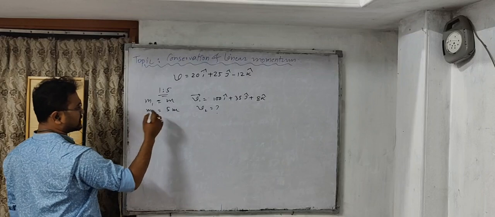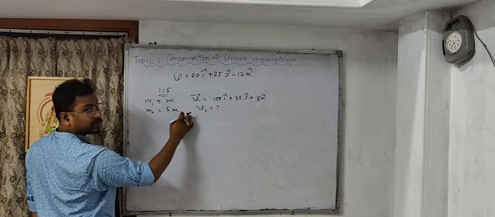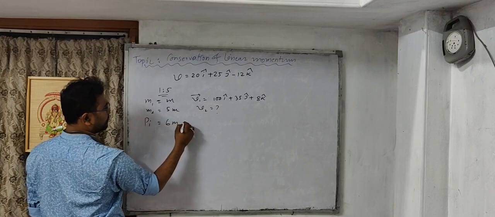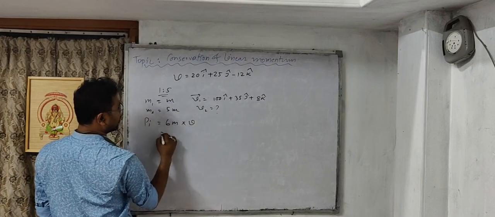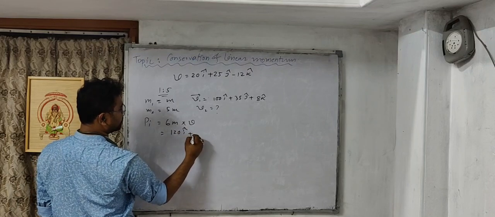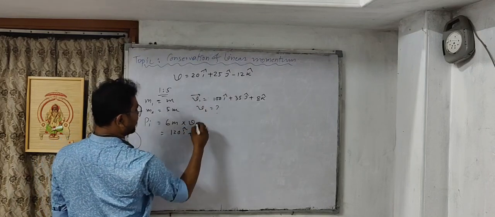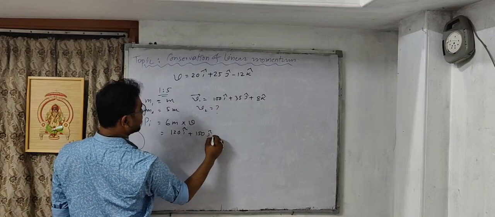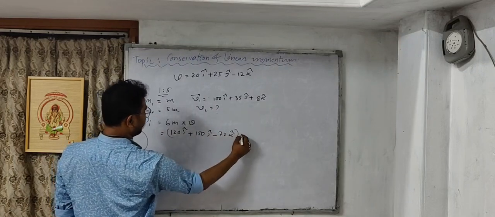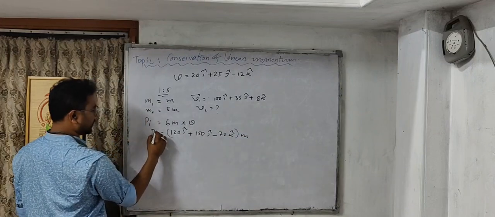Now, what is the total mass? The total mass you can take as 6m, right? So the initial momentum will be 6m into this v, correct? If you multiply it, it will be 120i plus 6 into 25, that is 150j, minus 72k, into m. So this is the initial momentum.